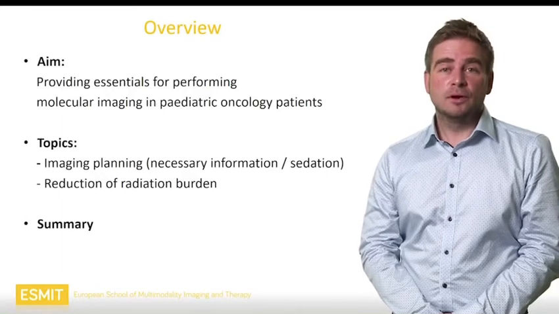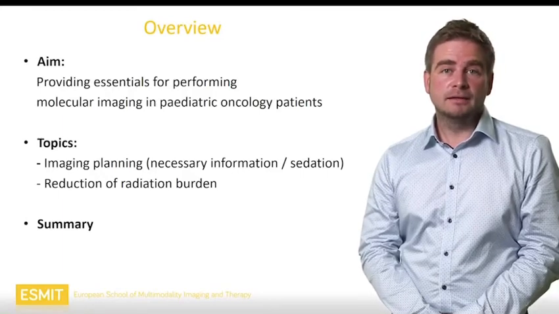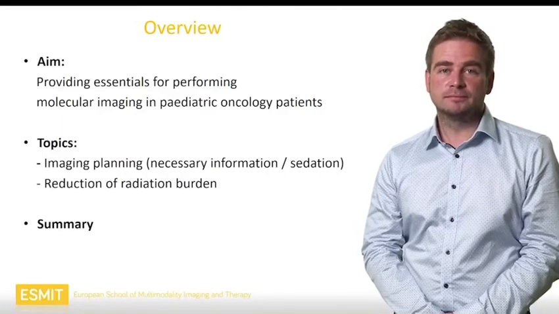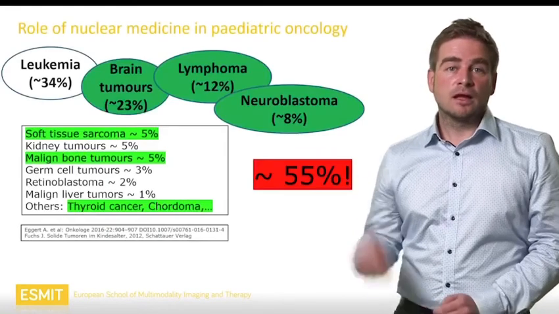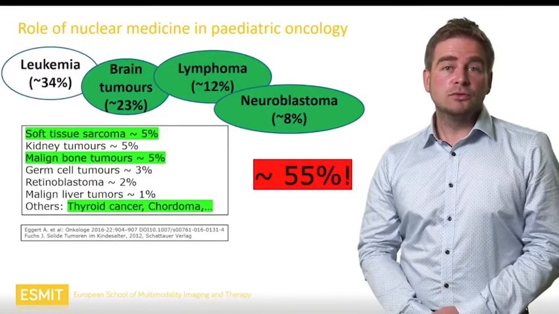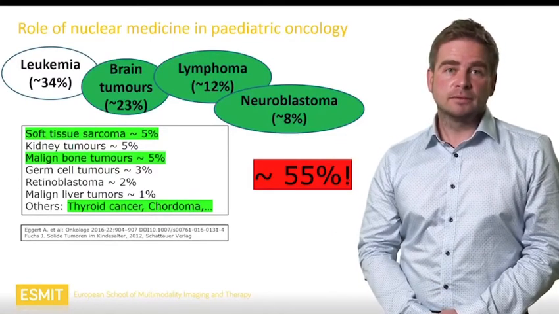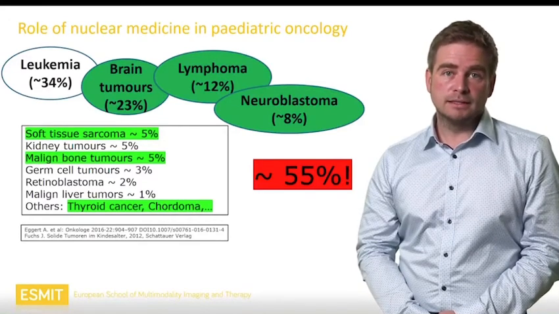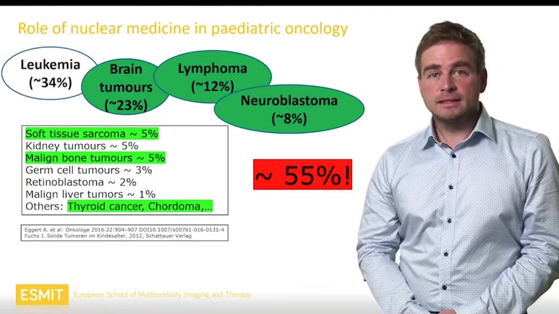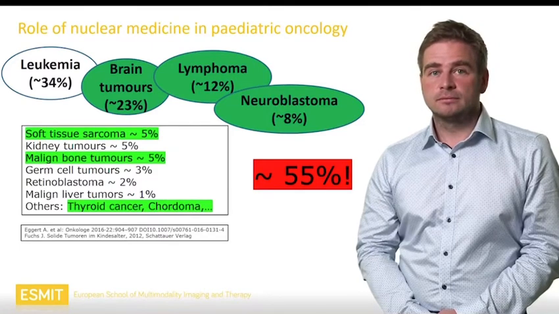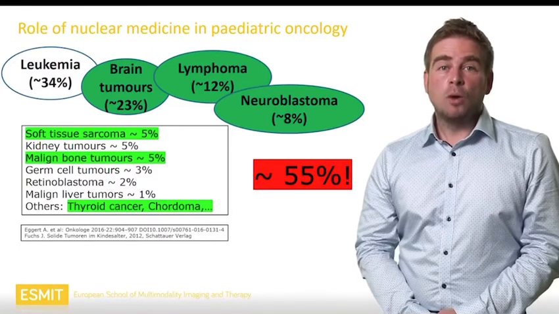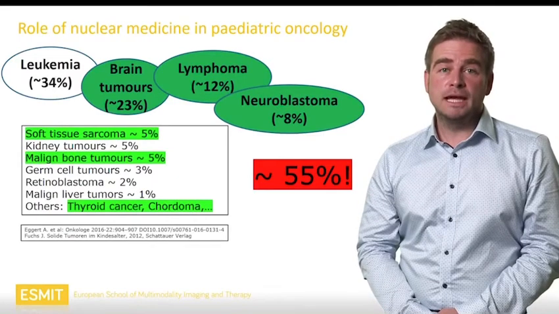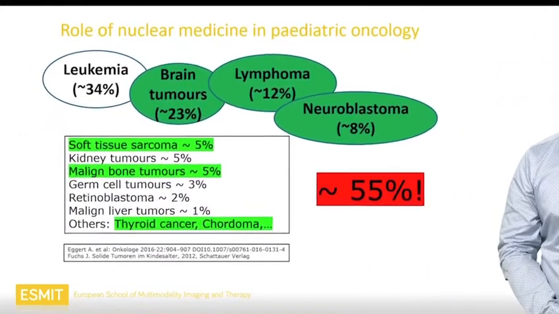This time, we focus on imaging planning and some suggestions how to reduce radiation burden. This slide is known to you from the previous webinar. Now, the green labelings indicate all tumor entities in which nuclear medicine is of importance. As you can see, more than half of all pediatric oncology patients may profit from nuclear medicine.